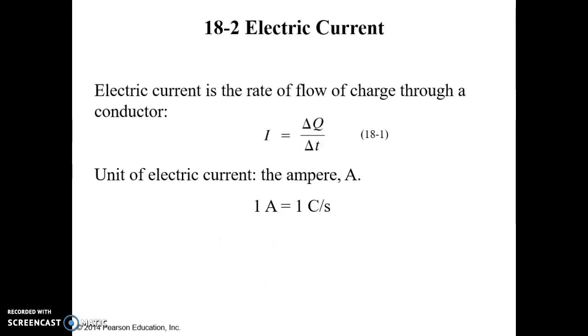Mathematically, current is defined as a rate of charge through a conductor. I is a variable we'll use for current. You already know Q stands for charge and T stands for time. Instead of writing coulombs per second for the unit of current, we'll use capital A, which is named after Mr. Ampere.